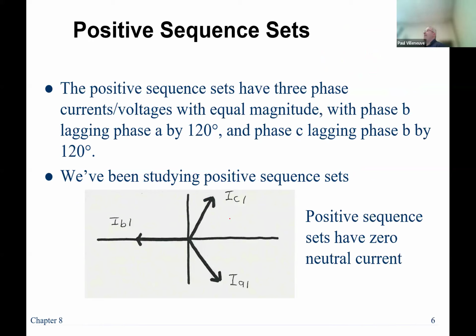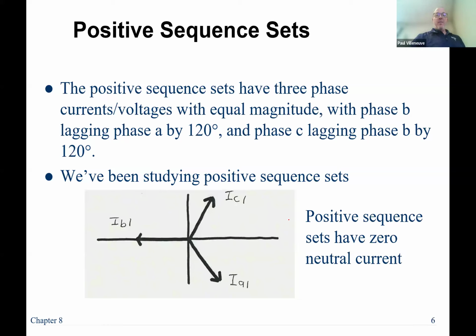We have ABC rotation. Do you all remember ABC rotation from the beginning of the semester? I hope so. What does it mean when you say ABC rotation? Tell me more, Mason. That's a balanced system, but what makes a balanced system ABC rotation? Well, it wouldn't be on the device. It's actually how the phases are rotating, right?